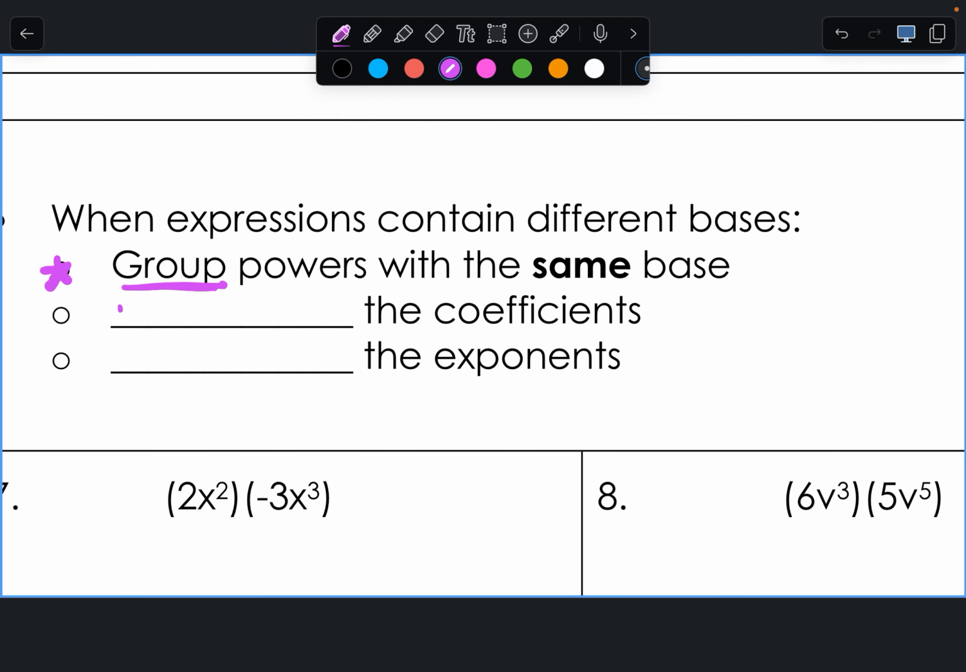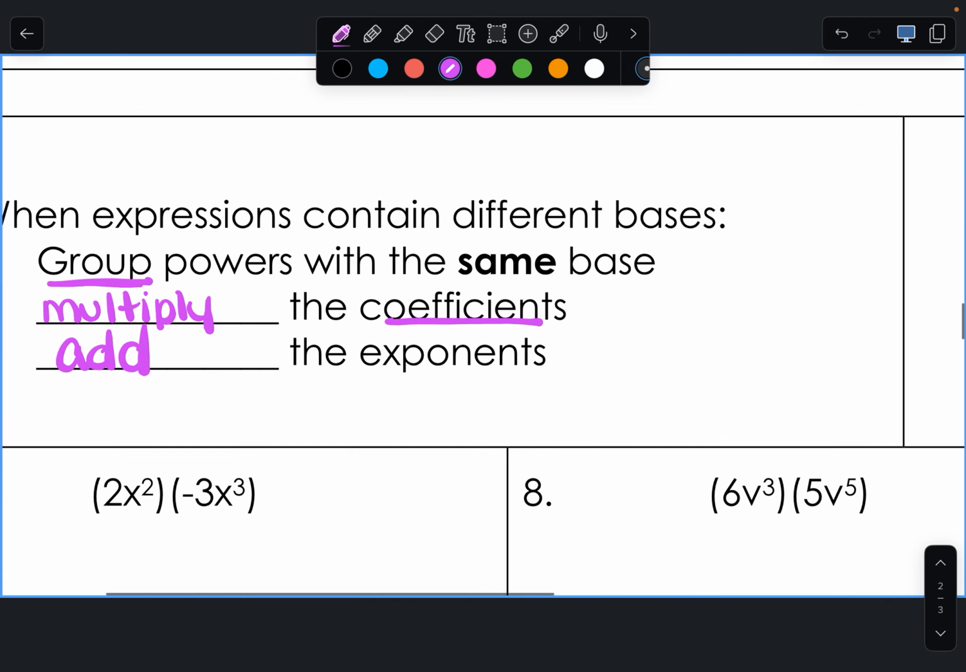Number 8. Create your 2 groups. First, create a group for your coefficients, which is 6 and 5. 6 times 5. Let me do it in parentheses. 6 times 5 is 30. Then create a group for your variables. v cubed times v to the 5th. The v stays the same. What do you do with the 3 and 5? Add them. And 3 plus 5 is 8. So 30v to the power of 8.